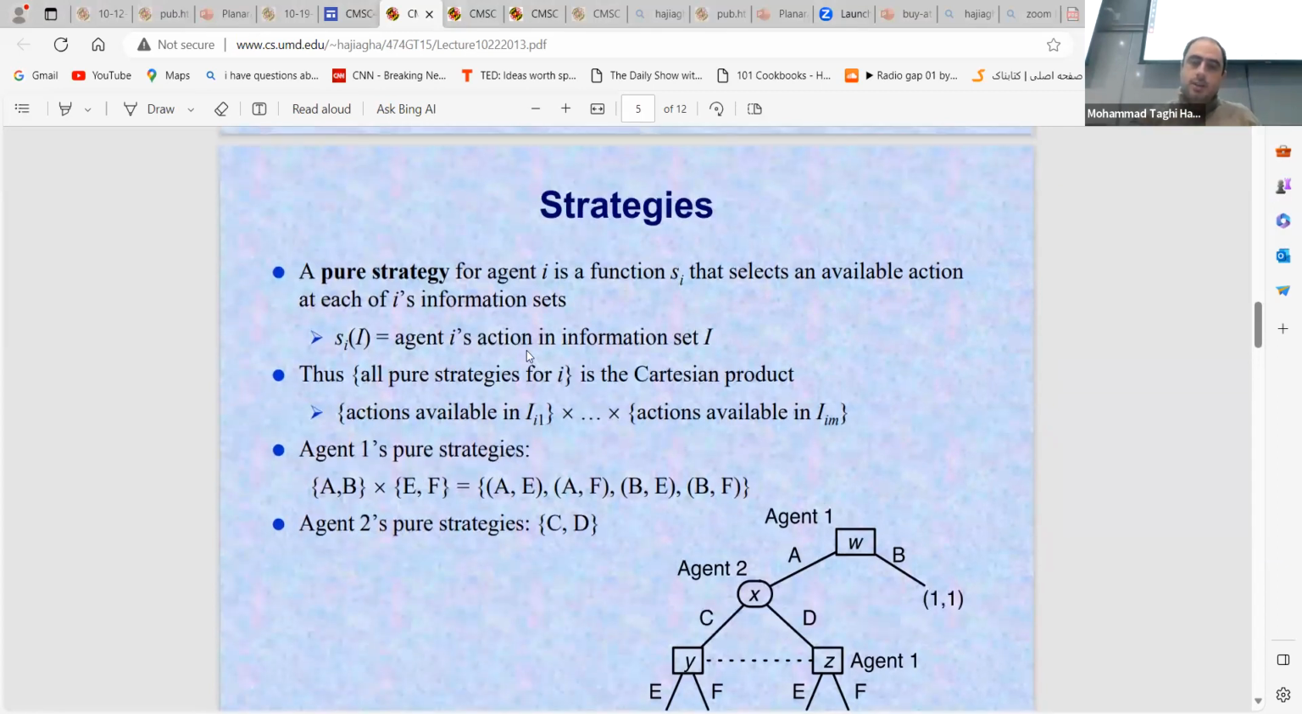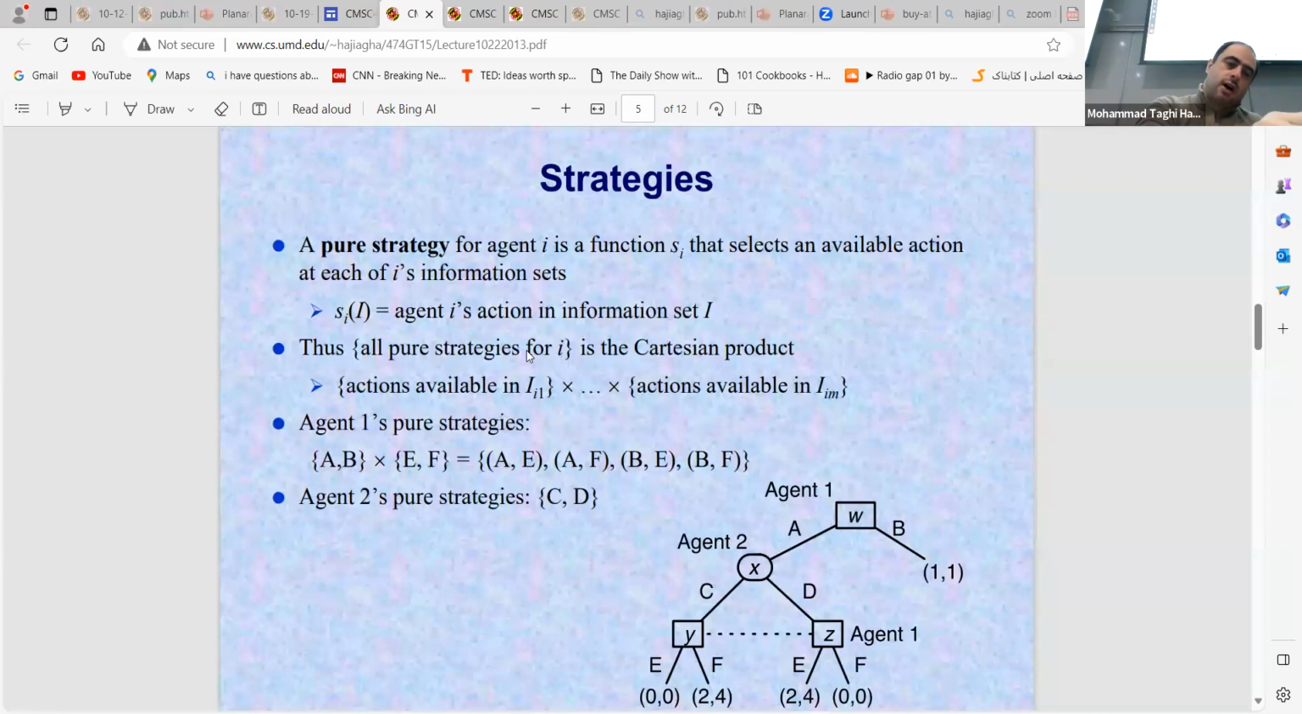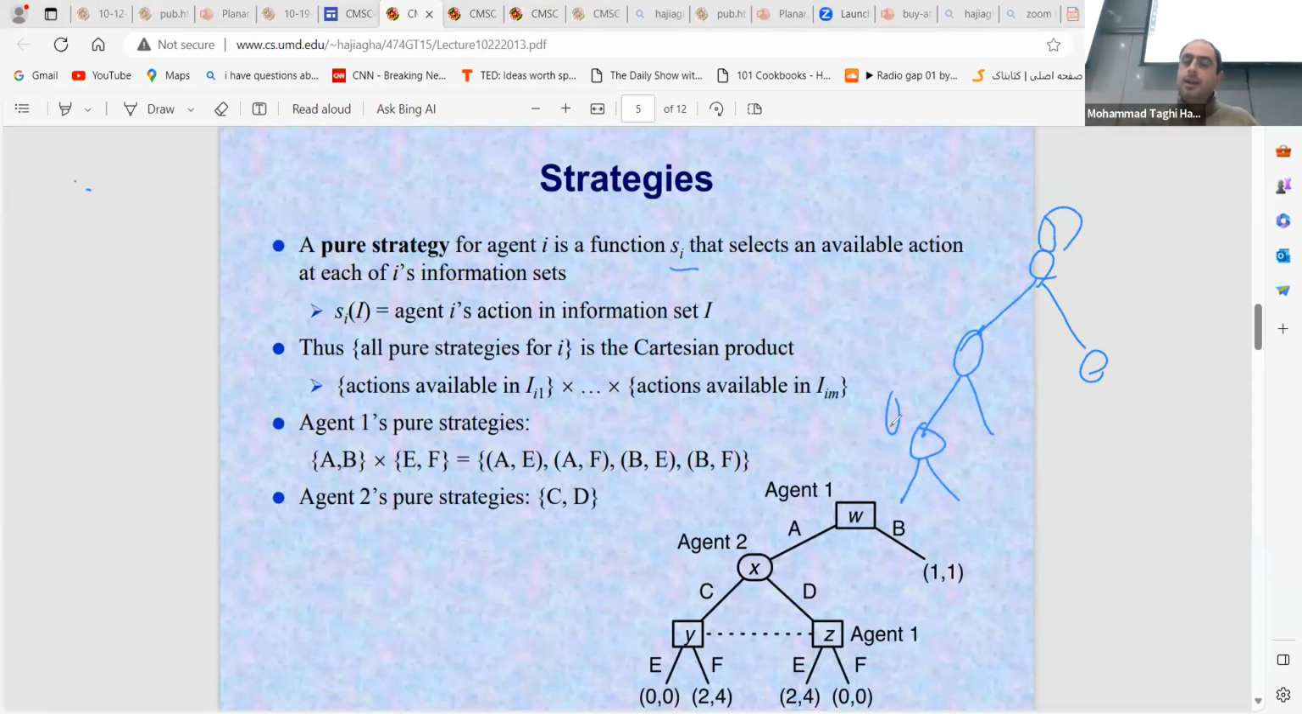So what about the strategies? We need to define the pure strategies. A pure strategy for agent i is essentially a function Si that selects, for each information set, which action you will take. This is just a generalization of the perfect information game. Why? If you remember, if agent 1 appears here and here in the perfect information game, you need to say, for example, you will take R and L here, and here whether you will take C and D. All possibilities would be all pure strategies.